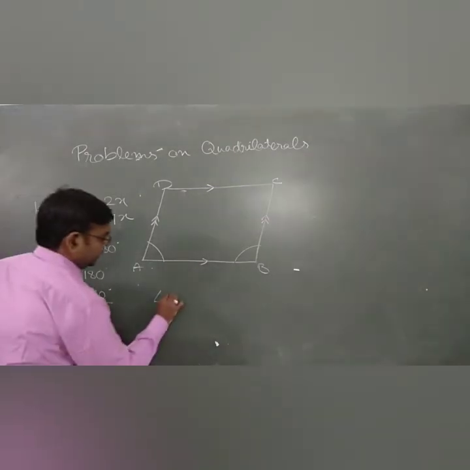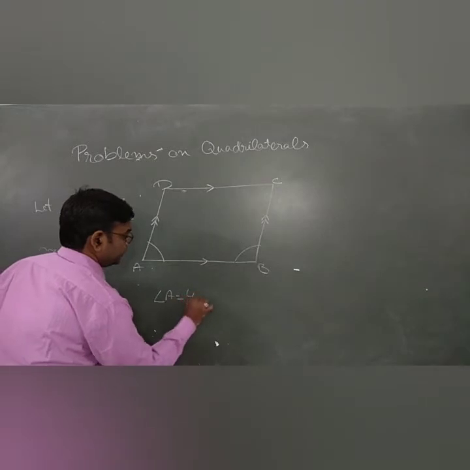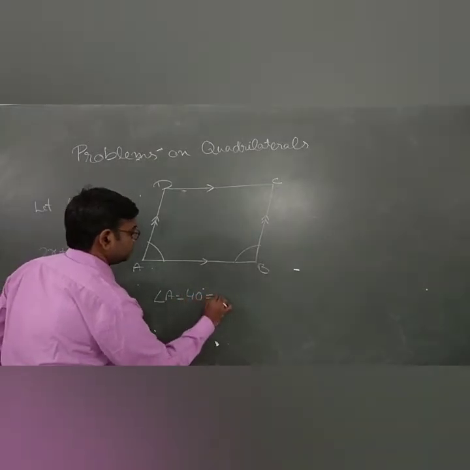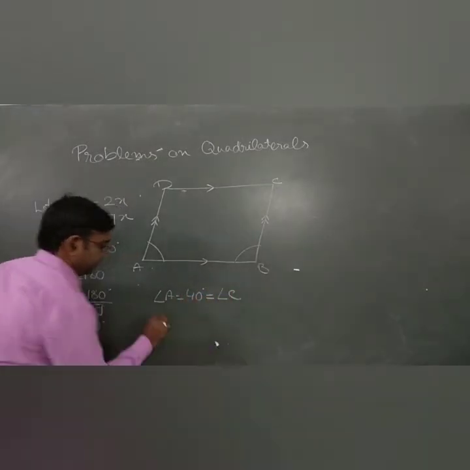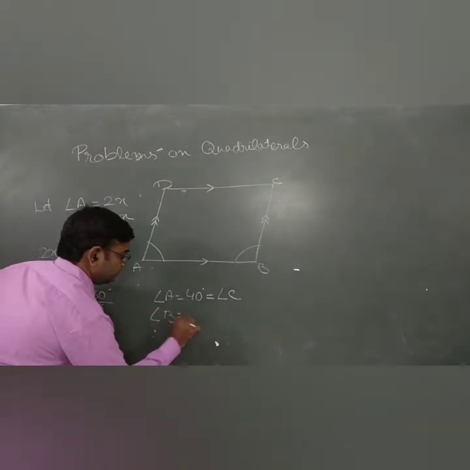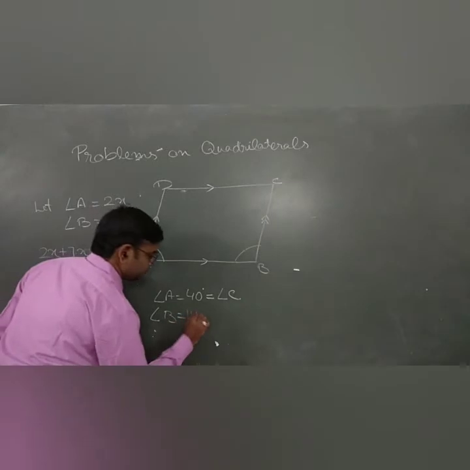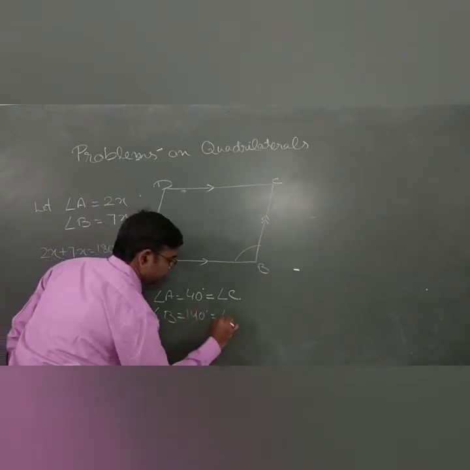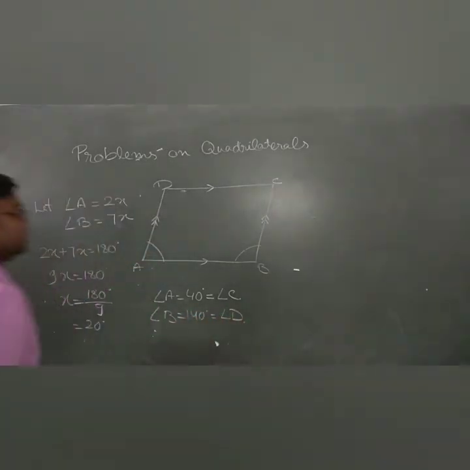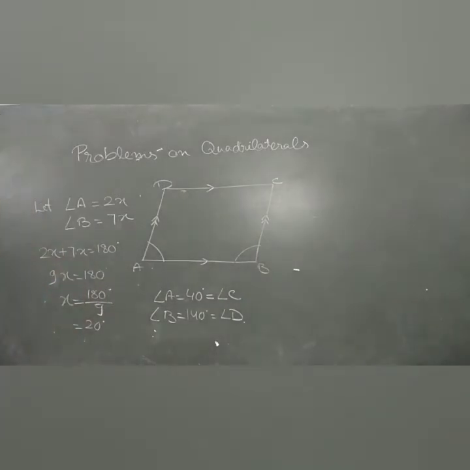Therefore angle A equals 40 degrees, and this angle is also equal to angle C. Angle B equals 7 times 20, or 140 degrees, equal to angle D. This is a very simple question. Now move to the next question.